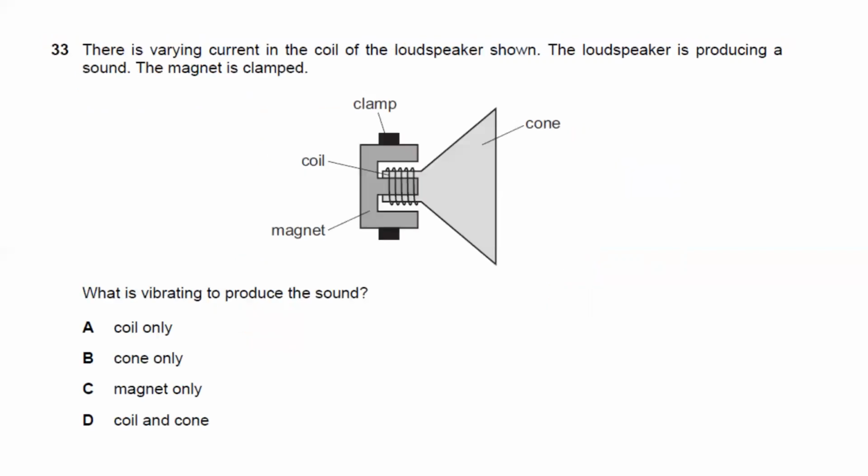Then question 33. It says there is a varying current in the coil of a loudspeaker as shown. The loudspeaker is producing a sound. The magnet is clamped.